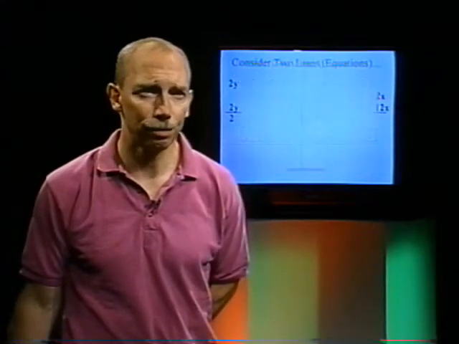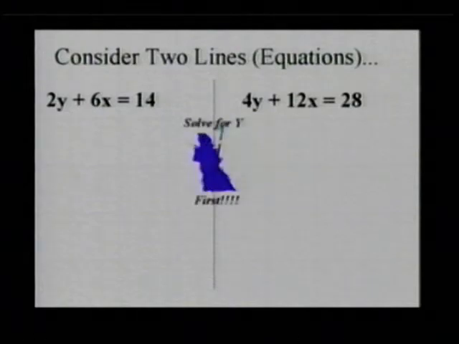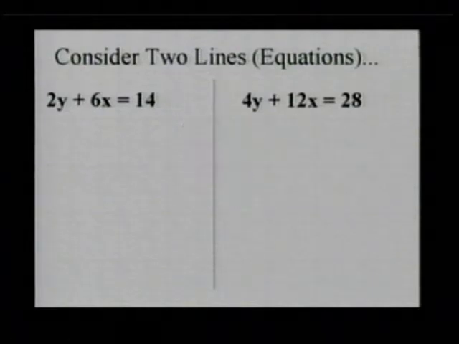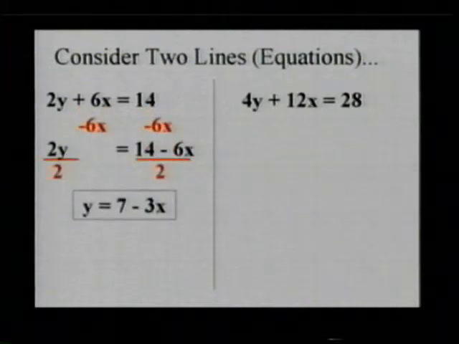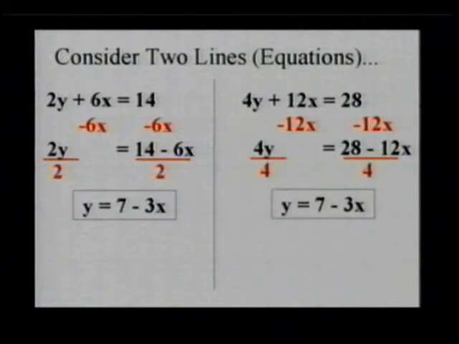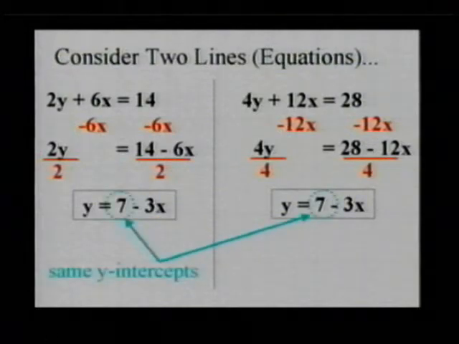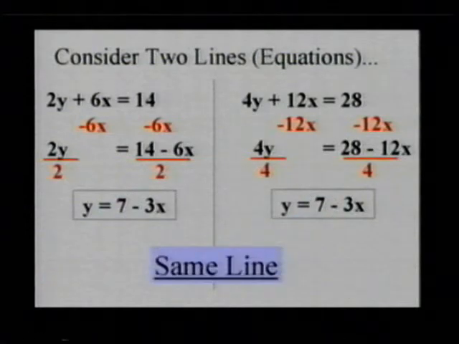Let's look at another example. Wait a minute. Yeah, we don't even have to say solve for y. Okay, let's solve this one. Divide by 2. And we have y equals 7 minus 3x in that case. In this case, subtracting 12x and dividing by 4, well, this one stares me right in the face. These ones have the same slope and the same y-intercepts. Well, they're the same line, okay? Didn't even have to graph them. I know they're the same line. Let's take one more example.